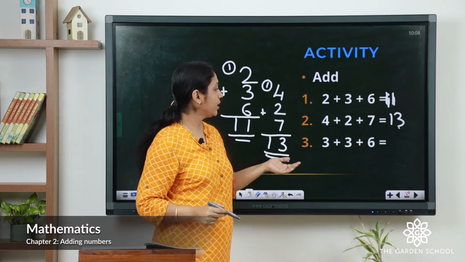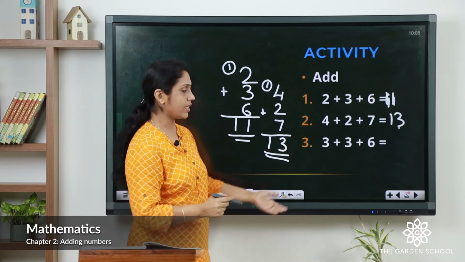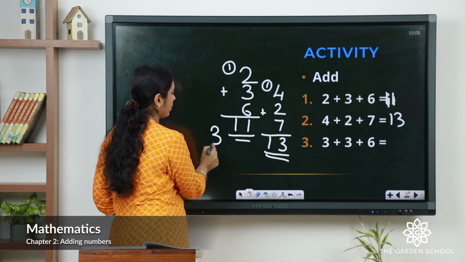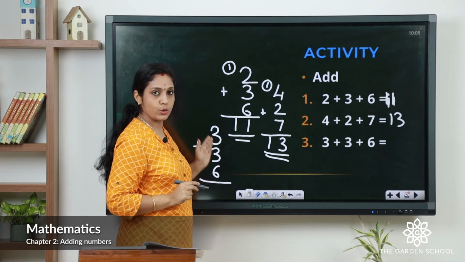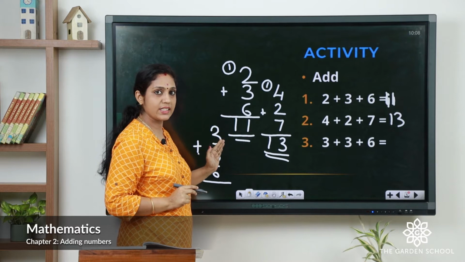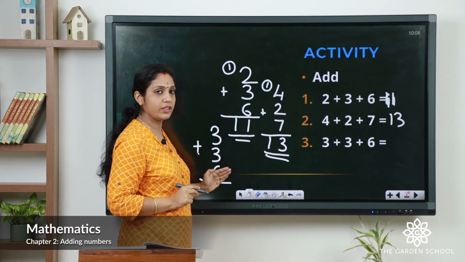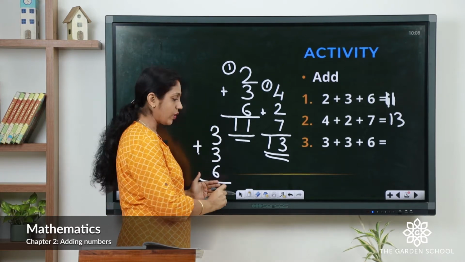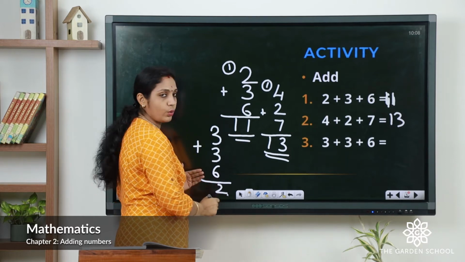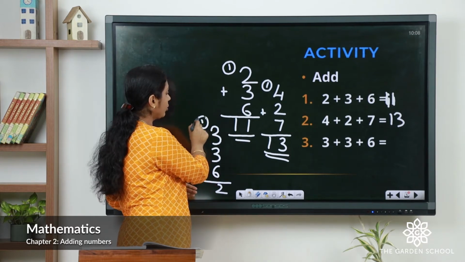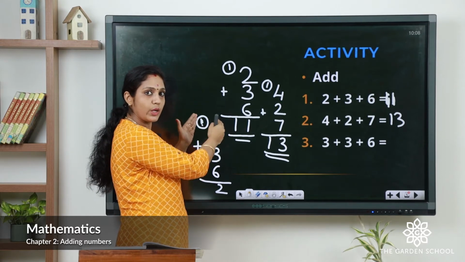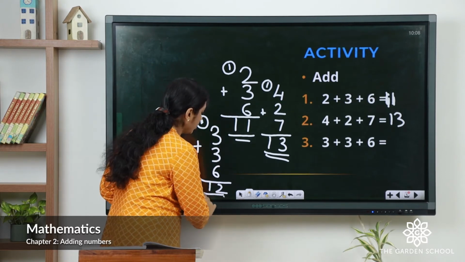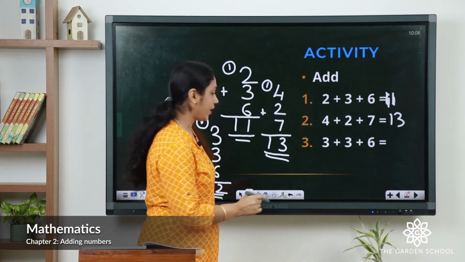The next question, 3 plus 3 plus 6. First add the first 2 digits, 3 plus 3 we get 6 and with that 6 we are going to add the third digit. 6 plus 6 is 12, 2 we write in the ones place and 1 we are going to carry over to the tens place. There are no other numbers in the tens place, so that one we are going to write down. So, hope you have done it correctly.